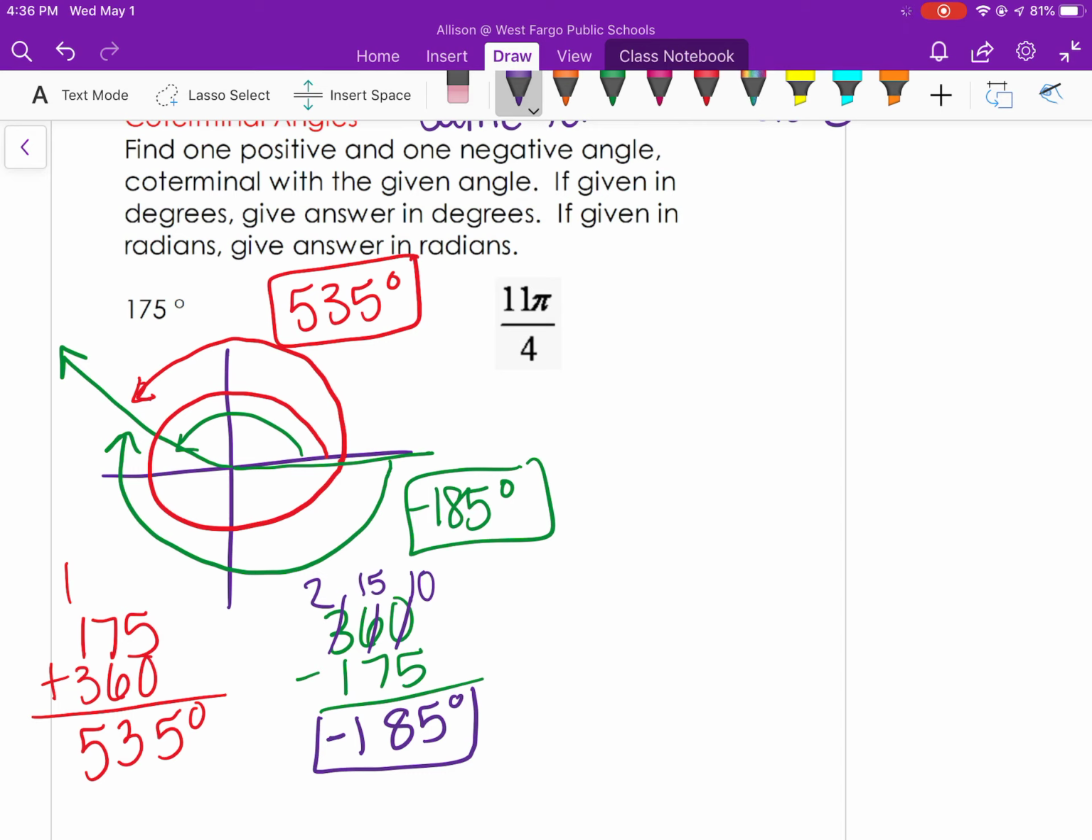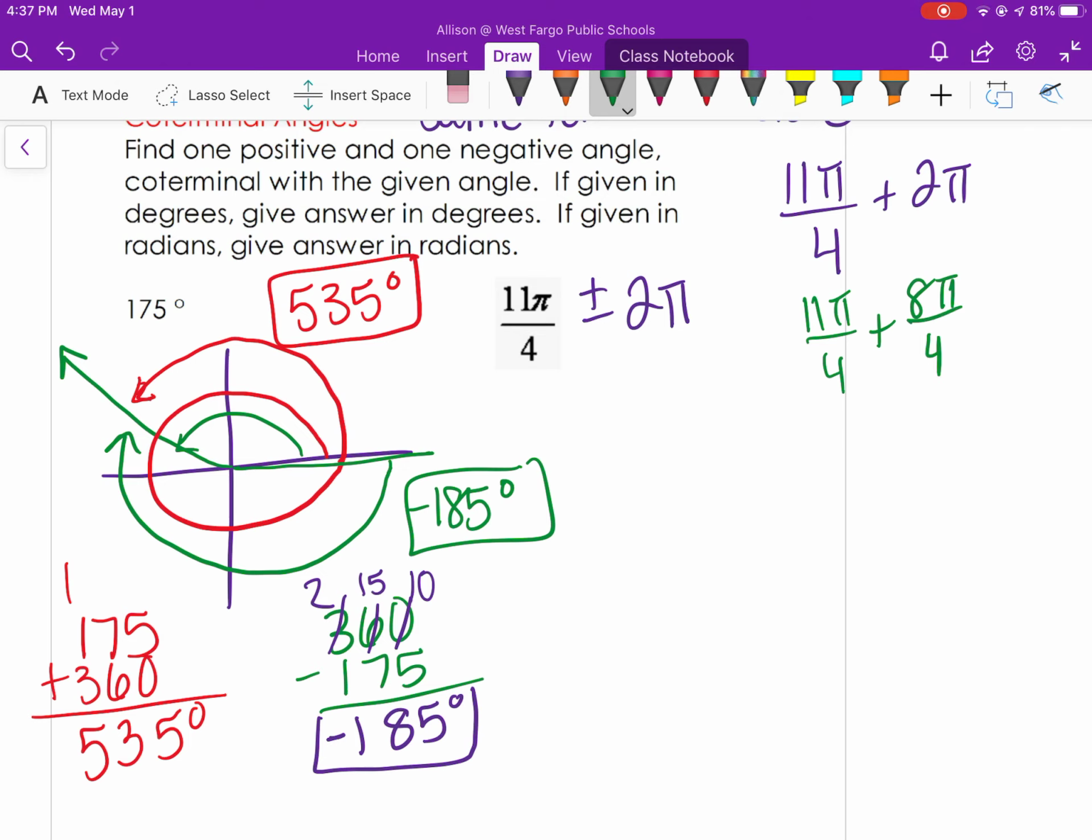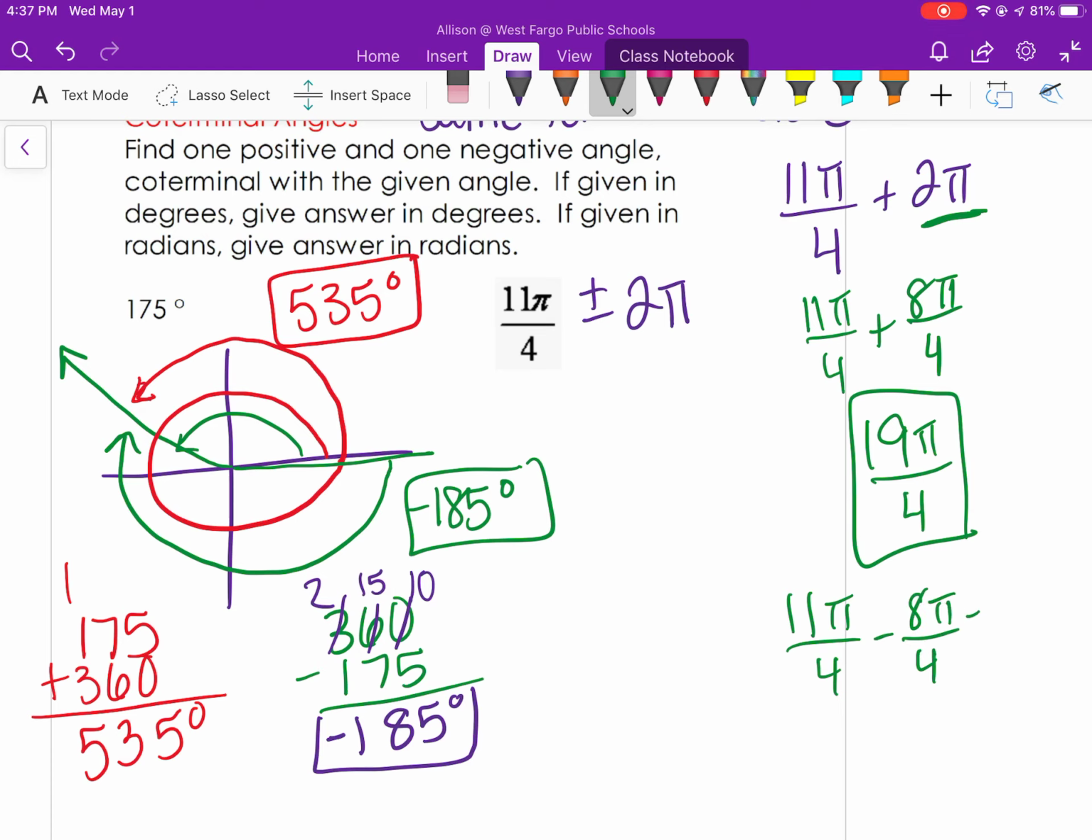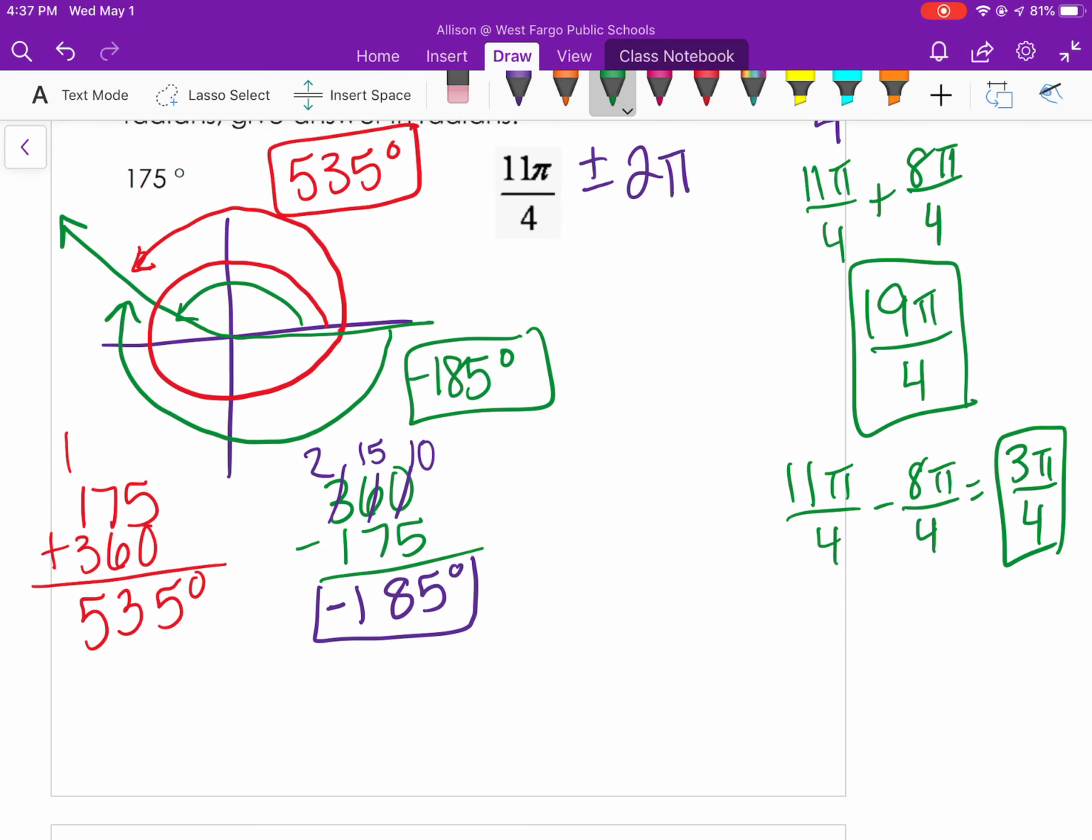To do it in radians, you can add and subtract 2 pi. So 11 pi over 4 plus 2 pi would be around my circle one more time. Now 2 pi is really 8 pi over 4, because I need a common denominator. So 8 plus 11 would be 19 pi over 4. That would be one answer. And then 11 pi over 4 minus 8 pi over 4 would be 3 pi over 4. This is another positive answer.